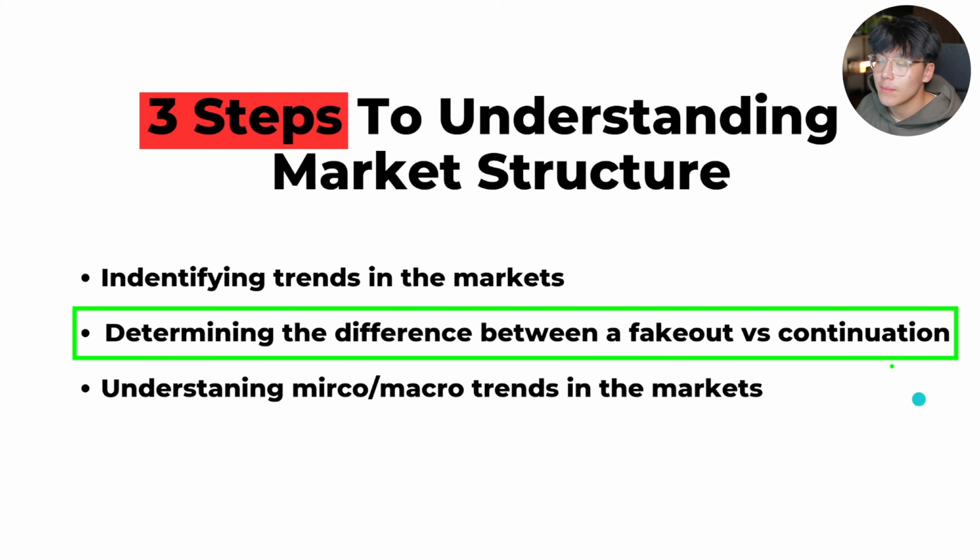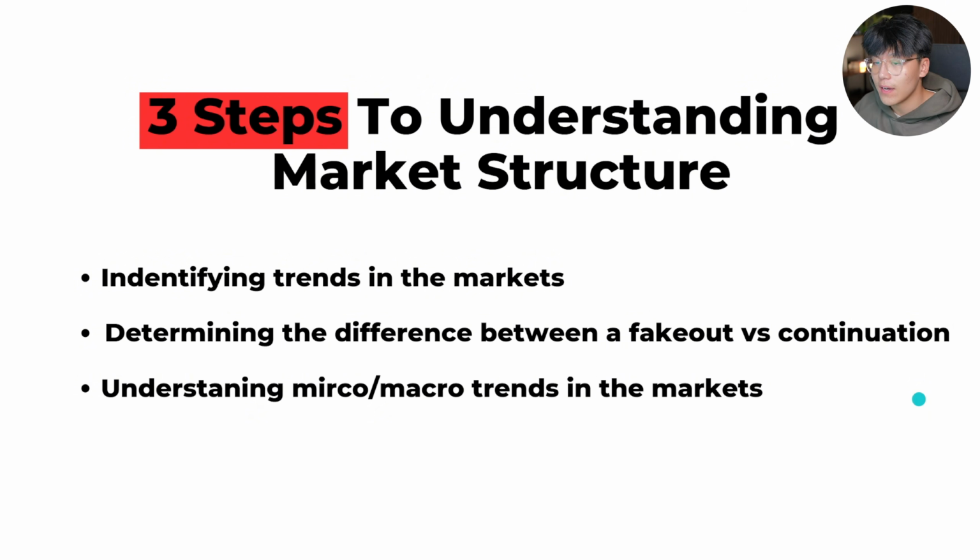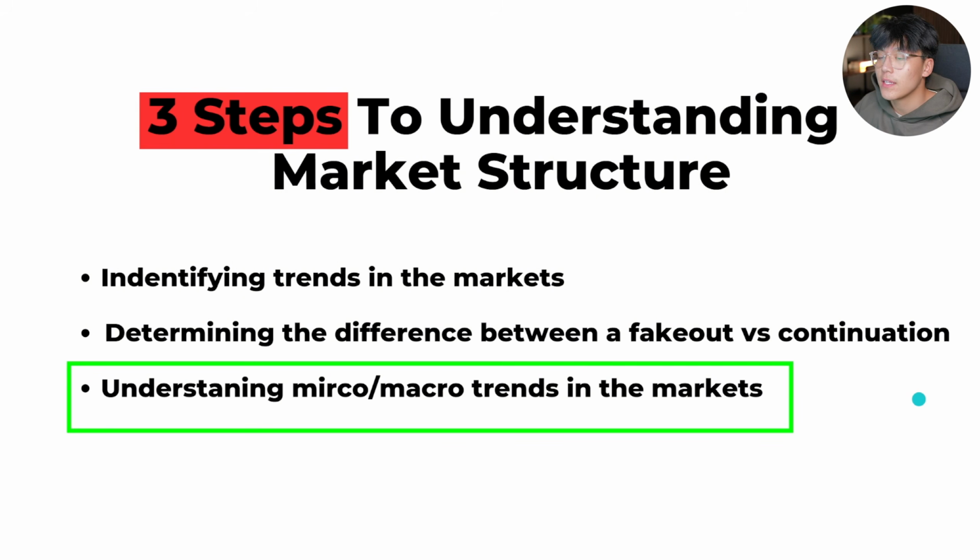A lot of times, the setups look fairly similar, especially on the lower time frames, but there's a key difference between a fake out versus a continuation, and I'm going to talk about it a little bit deeper later in this video. And then finally, what I have is understanding the difference between micro and macro trends in the markets. There's differences between a macro uptrend with a micro downtrend. That's what we're going to be talking about, and why it's important to identify the difference between macro and micro trends in the markets and how we can use them to make money.